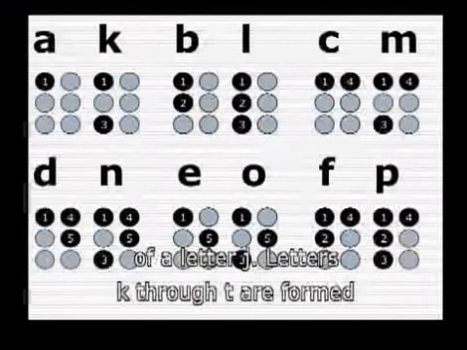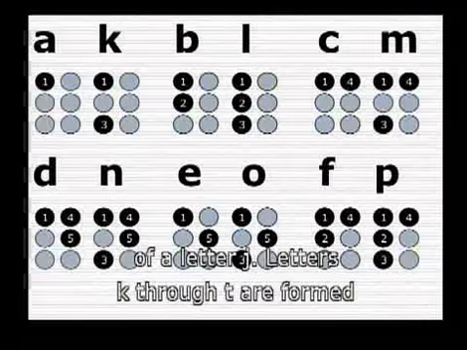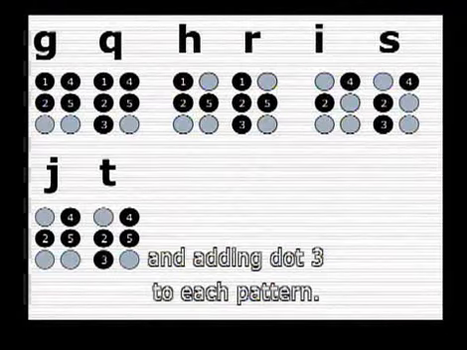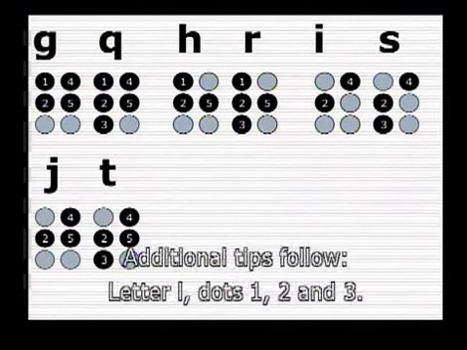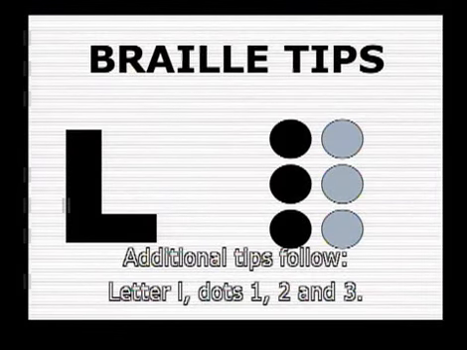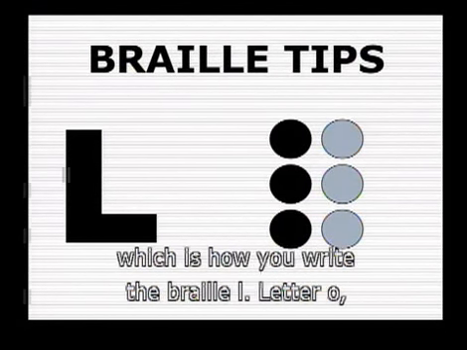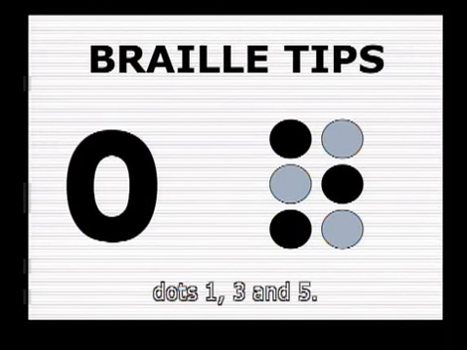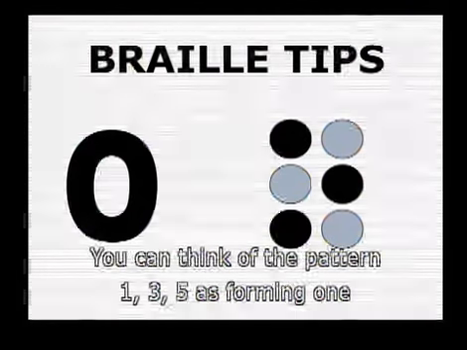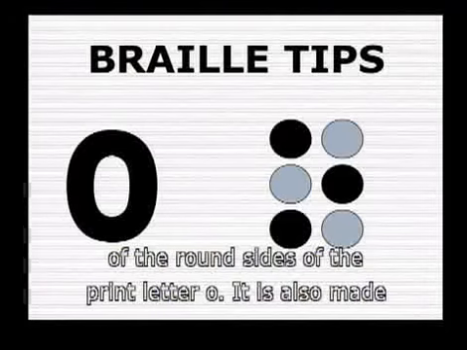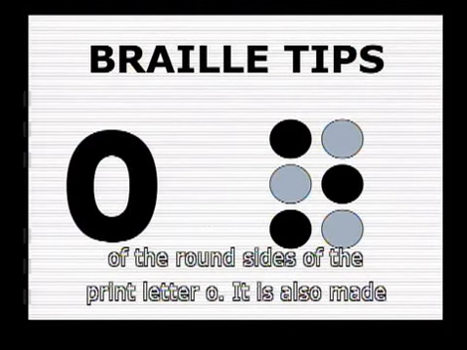Letters K through T are formed by repeating the dot patterns for letters A through J and adding dot 3 to each pattern. Additional tips follow. Letter L, dots 1, 2, and 3. The print letter L is a vertical line, which is how you write the Braille L. Letter O, dots 1, 3, and 5. You can think of the pattern 1, 3, 5 as forming one of the round sides of the print letter O. It is also made of all odd numbers.